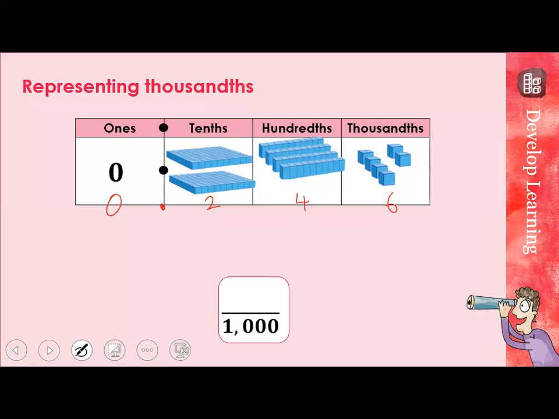Now, how would I write this, do you think, as a number over 1,000? Well done if you were able to identify that. We would write that as 246 thousandths. I've got 2 tenths, 4 hundredths, and 6 thousandths. I'm going to represent that as 246 thousandths.